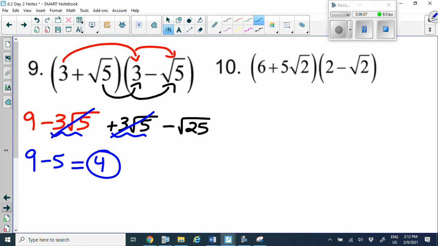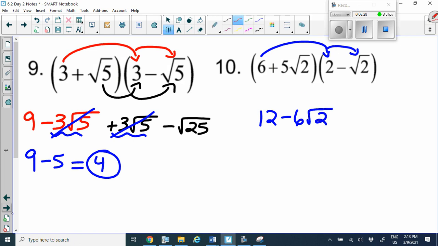Okay, let's see what you got here. So here we are once again foiling. So I'm going to do the same thing. I'm going to take my 6, multiply by the 2 and negative square root of 2. Well, 6 and 2 are outside the radical to give me 12. But the one inside the radical, I can't multiply it with 6 to give me 12 again. Instead, I can only write negative 6 square root of 2.